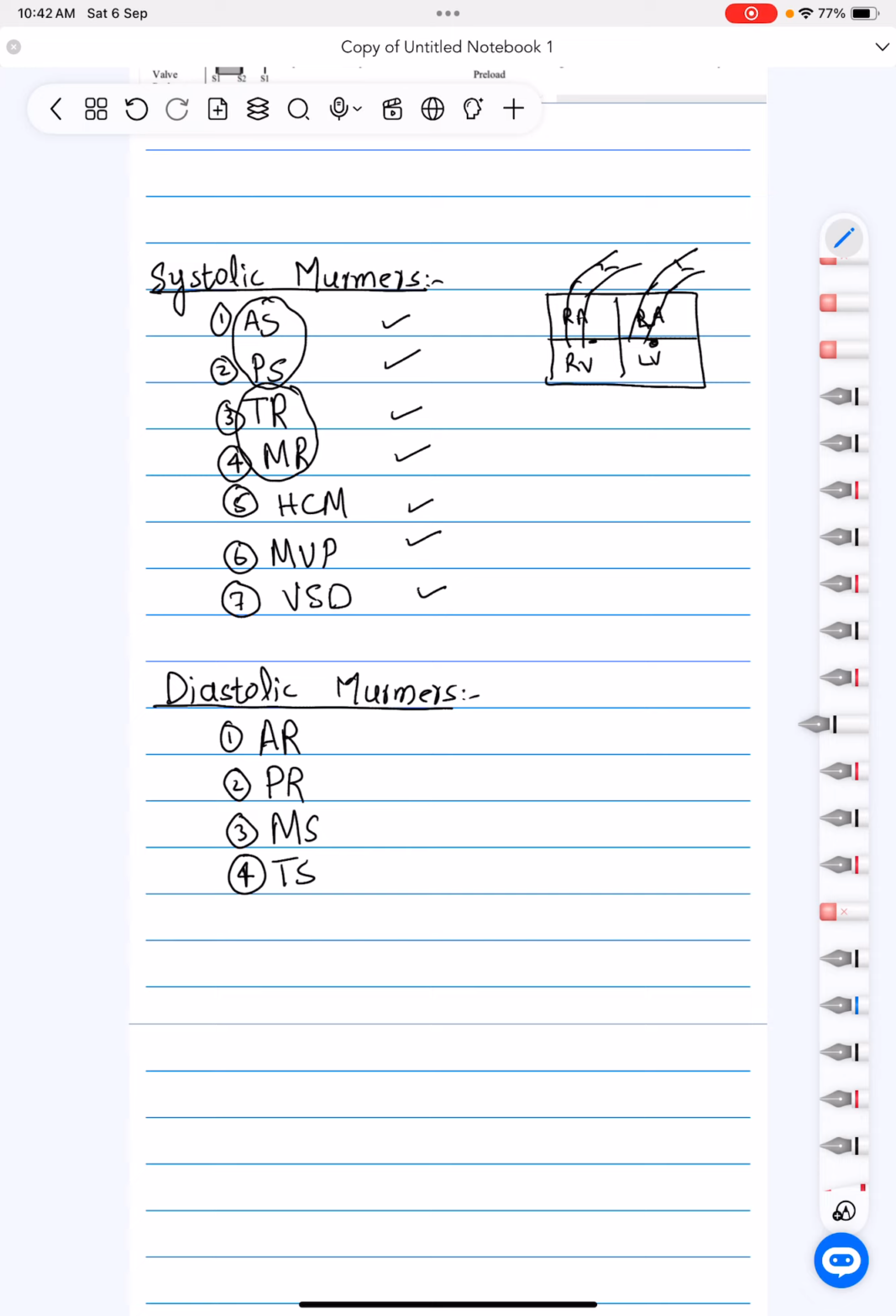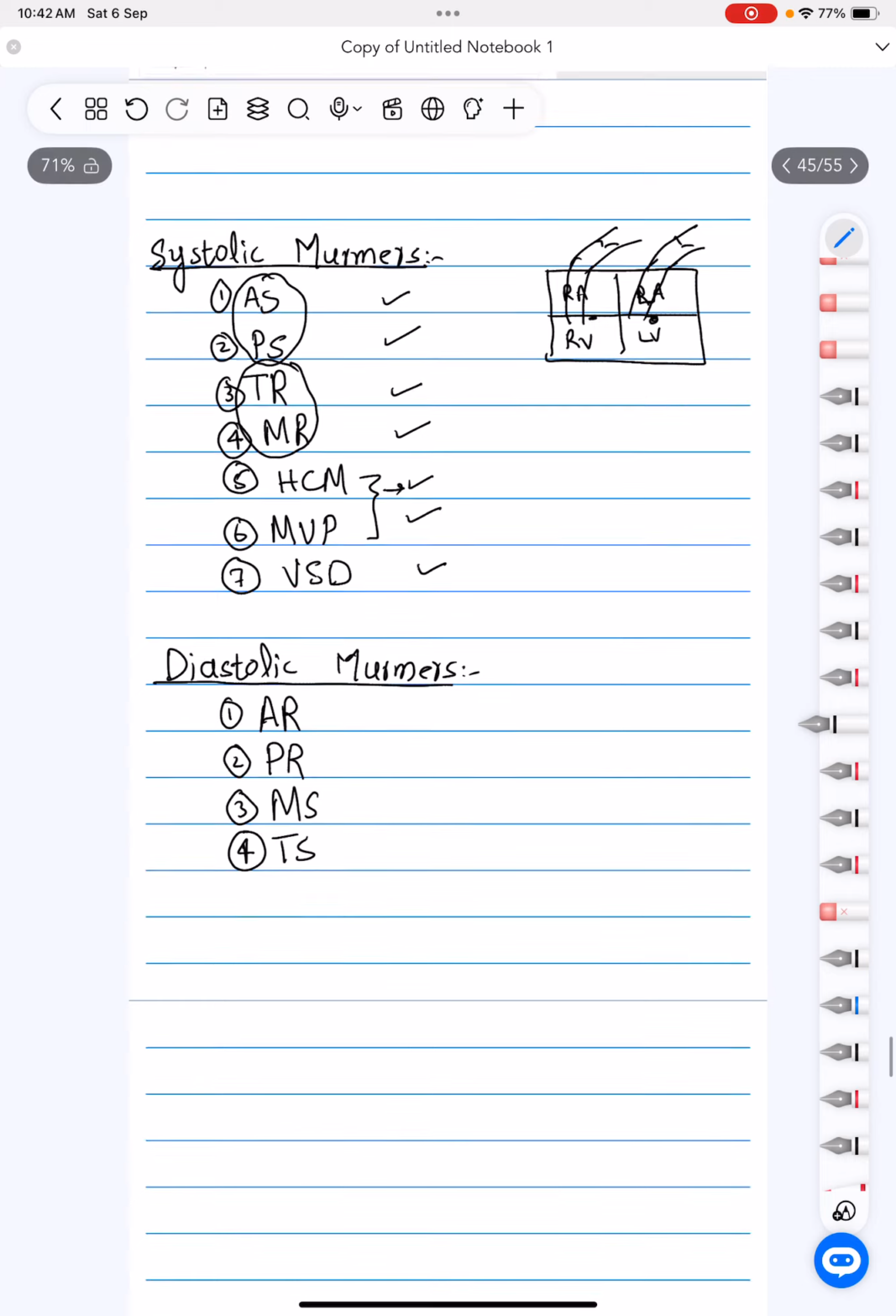Similarly, VSD, you remember that it has a holosystolic murmur, so it is easy to remember. Similarly, MVP and HOCM, these two usually come together. We will discuss them later in detail. So all these produce systolic murmurs. This is just a way to remember these.